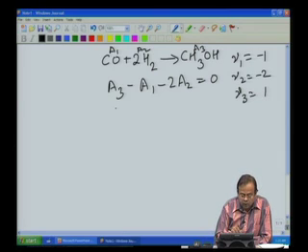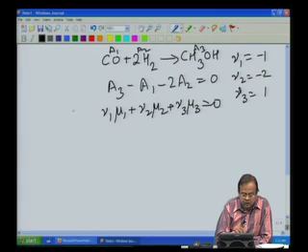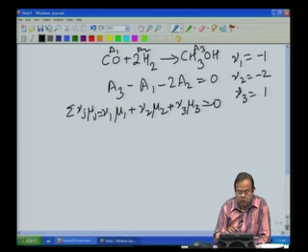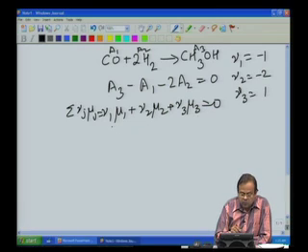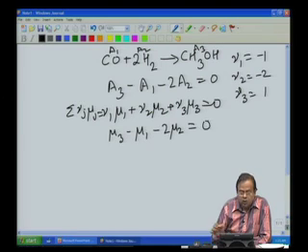What is my condition of equilibrium? My condition of equilibrium is nu 1 mu 1 plus nu 2 mu 2 plus nu 3 mu 3 equal to 0, that is summation nu j mu j. So, this is my condition of equilibrium. Which means if I substitute values of nu 1, nu 2 and nu 3, I get mu 3 minus mu 1 minus 2 mu 2 equal to 0.